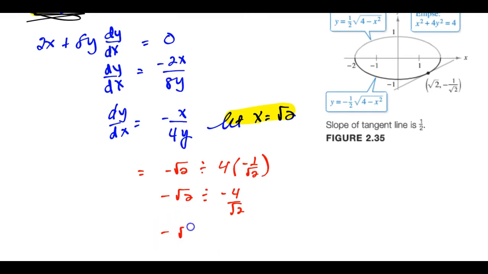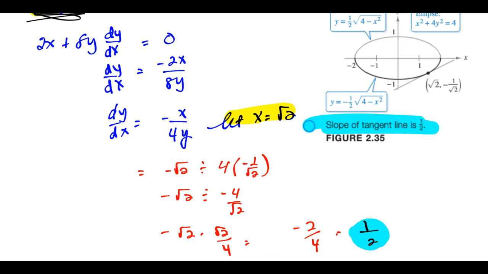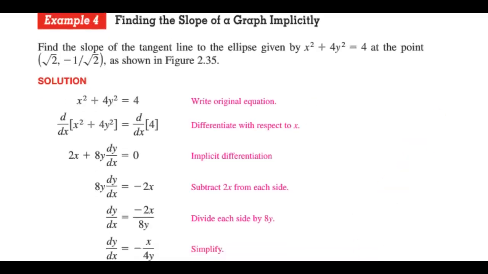Which is negative square root of 2 times the square root of 2 over 4, which is negative 2/4, which is, oh, that turned out okay, 1/2. And it looks like the answer was given. The slope of the tangent line is 1/2. And we got that. Yeah. I hope you got that too.